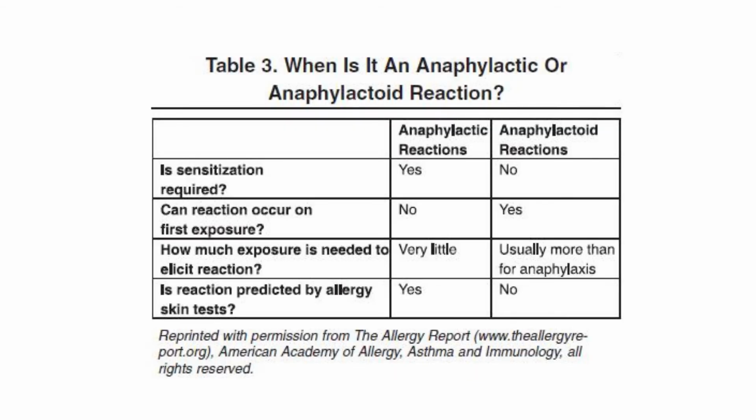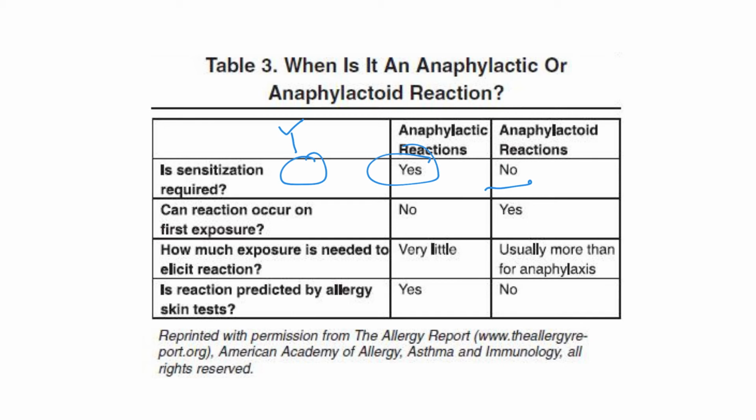So an anaphylactic or anaphylactoid reaction. The first question you could ask is, is sensitization required? Meaning, is an antibody, an IgE antibody bound to a mast cell required? Do you have to have a first exposure and then a secondary exposure? For anaphylaxis, yes, that's the whole point. That's the mechanism by which they work. For anaphylactoid, no, it would be caused by something like eating improperly refrigerated fish.